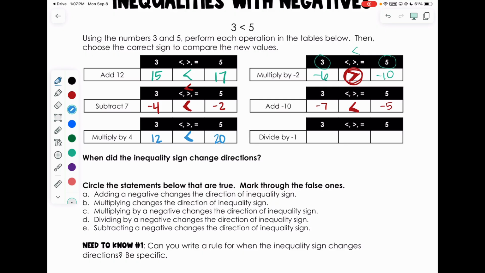Let's try dividing by negative 1. 3 divided by negative 1 is negative 3. 5 divided by negative 1 is negative 5. Which one's greater? Oh, what?